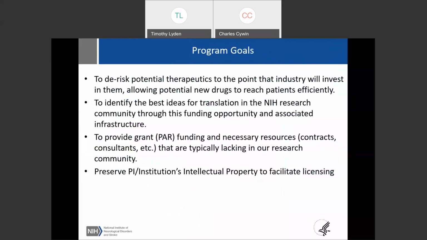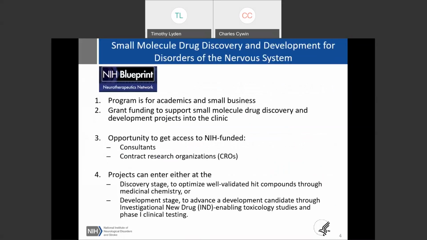We're looking to obviously identify the best ideas to move forward, and we provide funding both to you through grant mechanism as well as through our network of consultants and contracts that are typically lacking in many small businesses and academic areas. We need to preserve your intellectual property to facilitate licensing, and we do this in order to hopefully successfully move your project to the IND enabling stage.